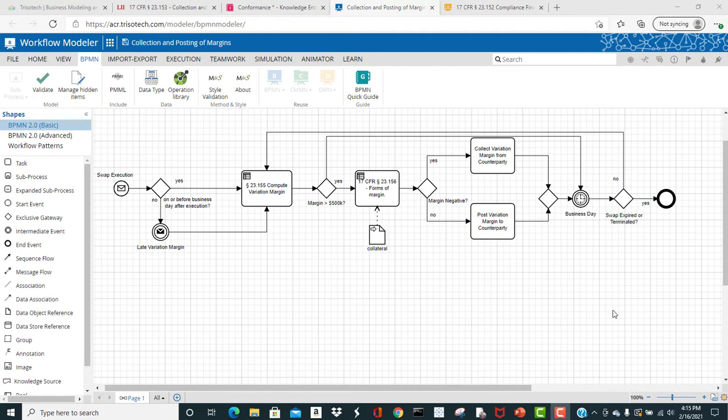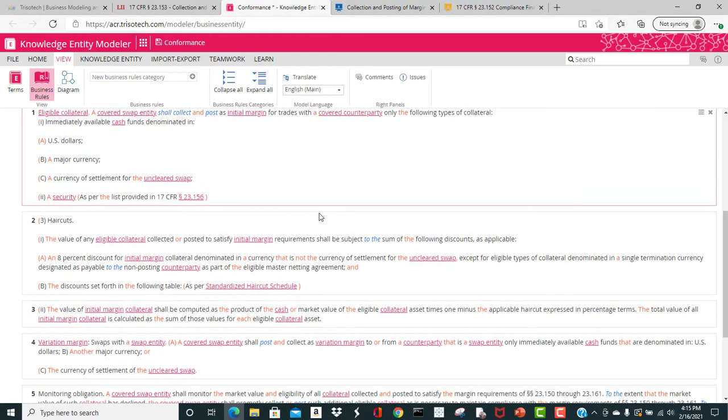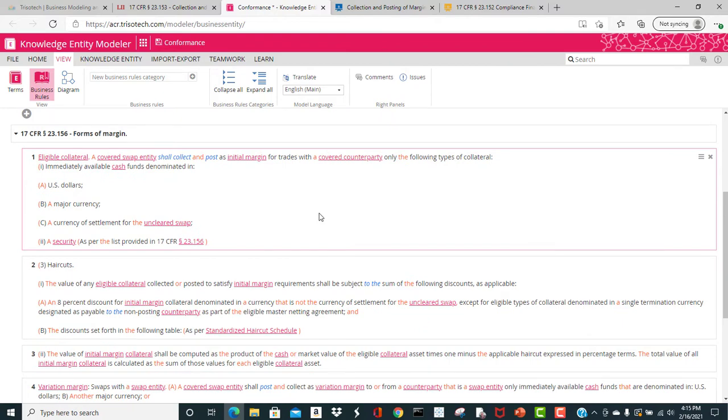So let's look at some of the decision logic that is associated with these regulations. We're going to focus in on 23.156, which is collateral associated with the forms of margin. So if I go back to the knowledge entity modeler, you can see I've entered the business rules associated with the forms of margin. And collateral can be submitted against a variation margin amount in the form of dollars, currency, or some type of security.